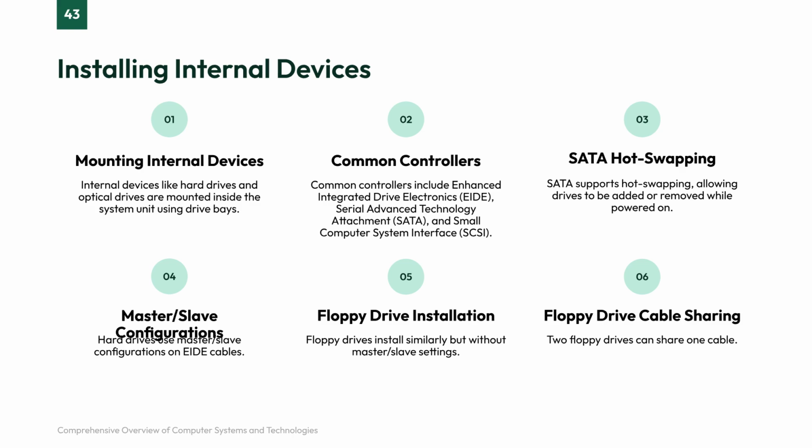Installing internal devices involves mounting them in drive bays. Common controllers include EIDE, SATA, and SCSI. Hard drives use master/slave configurations, while SATA supports hot swapping. Floppy drive installation is similar, with 2 drives possibly sharing 1 cable.